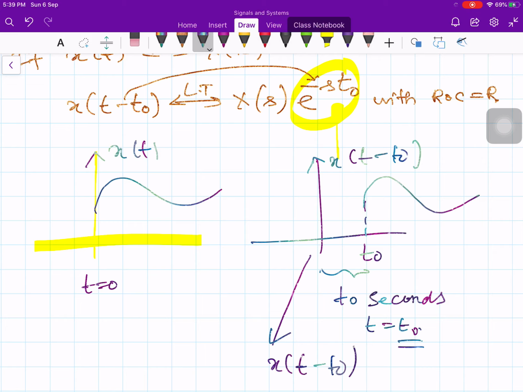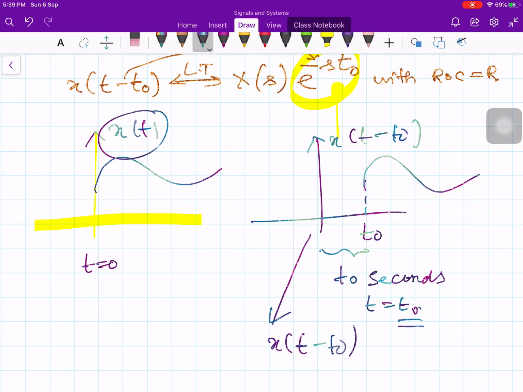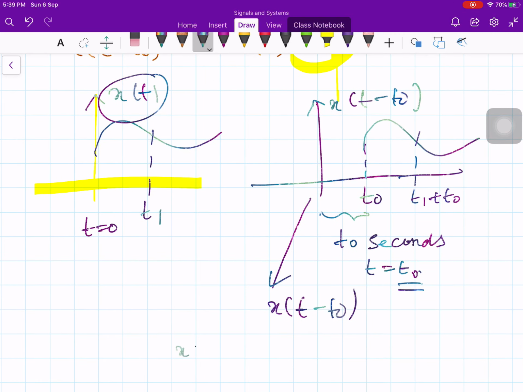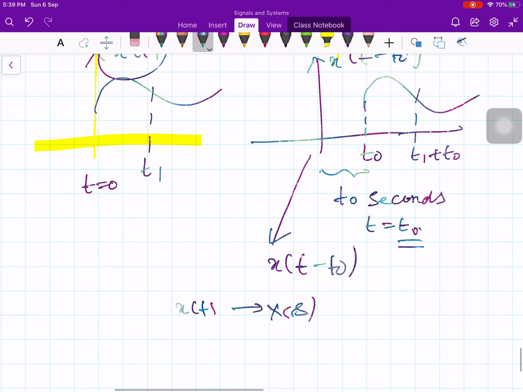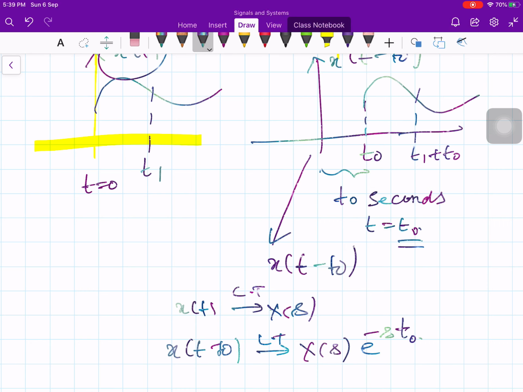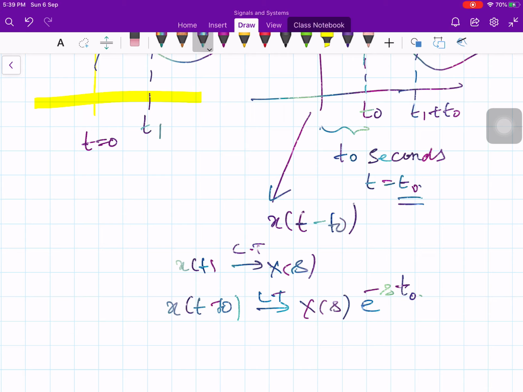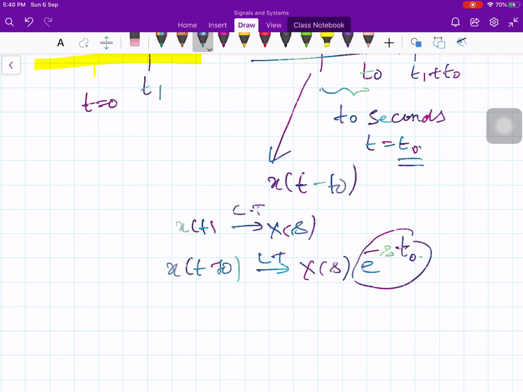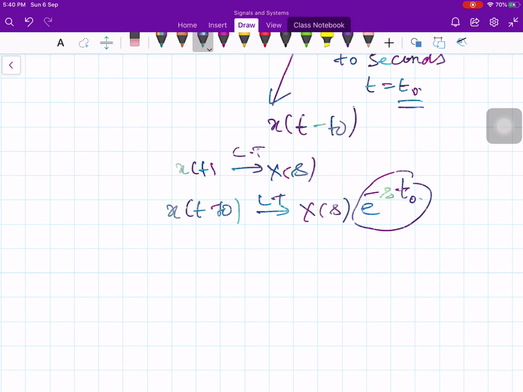Whatever value this function x of t takes at t1, this delayed one takes at t1 plus t naught. That is, it is delayed by t naught seconds. Now what we are saying is, given that the Laplace transform of x of t is x of s, the delayed version x of t minus t naught has Laplace transform x of s multiplied by e to the minus s t naught. So a shift in the time domain corresponds to multiplication by an exponential e to the minus s t naught in the frequency domain. We take t naught to be greater than 0, a positive quantity. If you take a negative quantity, what will happen? That we will discuss in a minute.